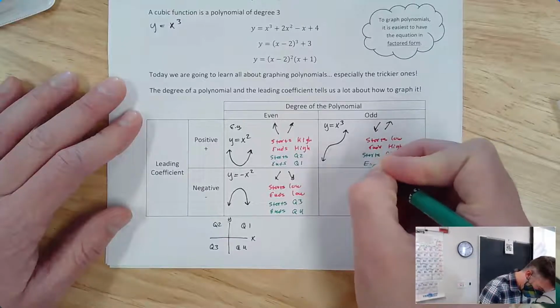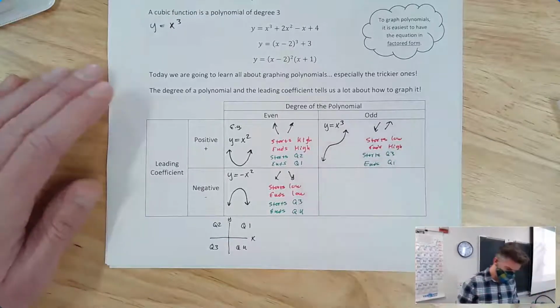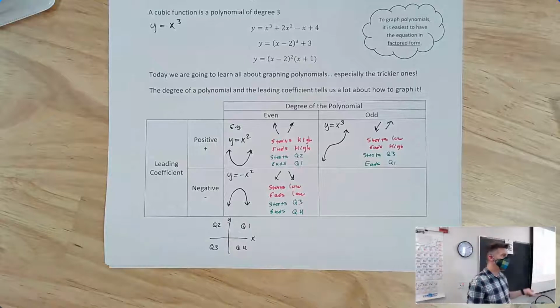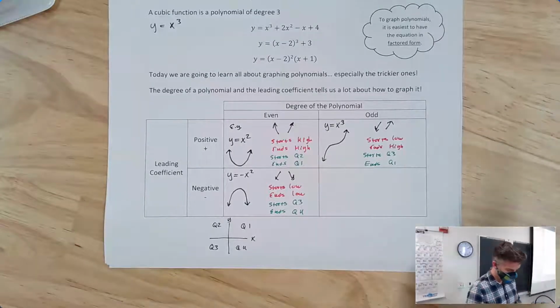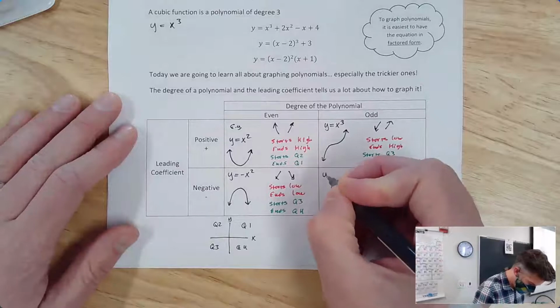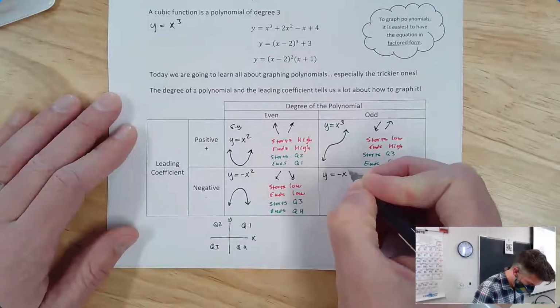It ends in quadrant 1. That's if you have a positive leading coefficient and an odd highest power, or an odd degree. And then finally, the last possibility is if you have a negative leading coefficient and an odd degree.